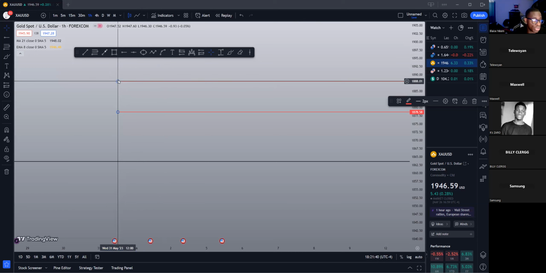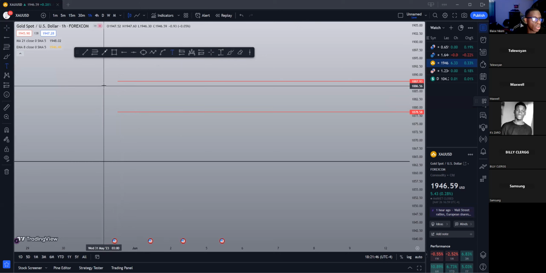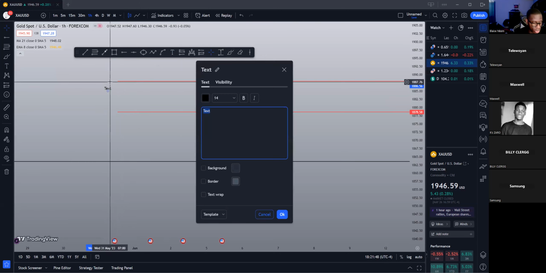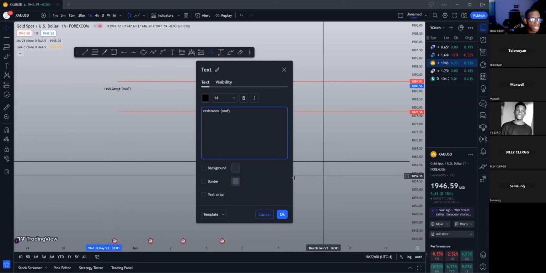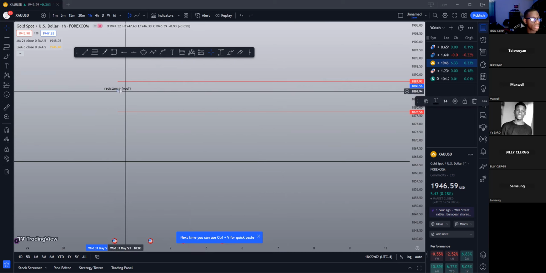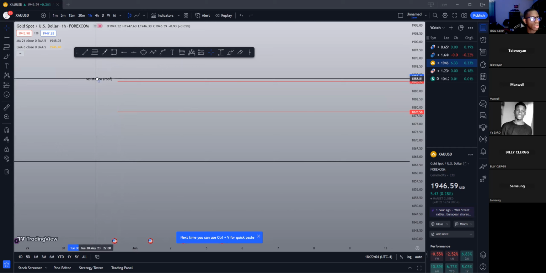Resistance is known as a roof and support is known as a floor. Hope you guys have your notebooks out. Resistance is the roof, while support is the floor.